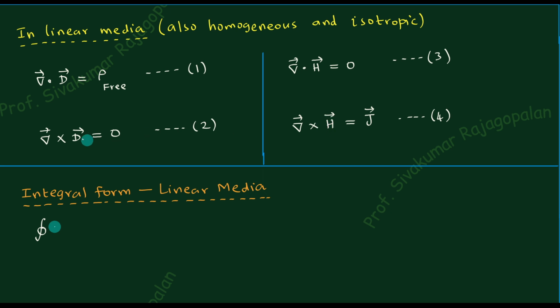So when you are writing the expression in the material medium, those constants will not appear in the equation. Otherwise, it would be mu naught into J. That mu naught will be absorbed inside the B vector and converted to the H vector. So that is the reason why I said that we will have to be careful with the constitutive relations.